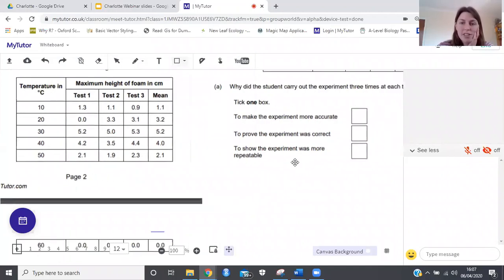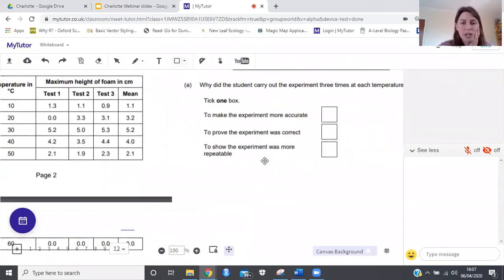Why did the student carry out the experiment 3 times at each temperature? Tick 1 box. So is that to make the experiment more fair? More accurate, to prove the experiment was correct, or to show the experiment was more repeatable? Okay. So whoever thought that to show the experiment was more repeatable was the answer, you're correct.